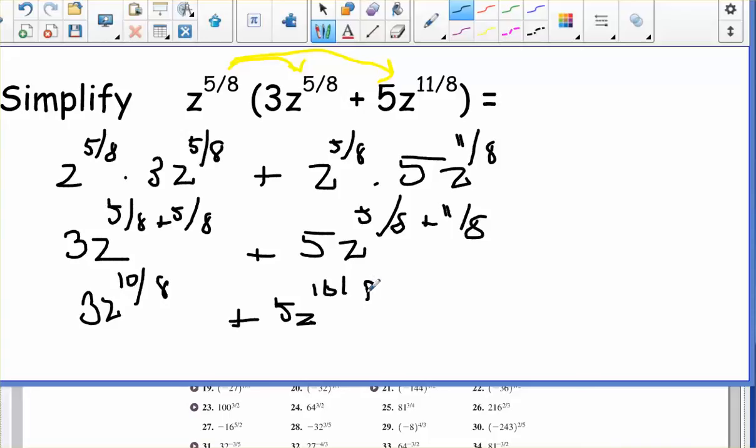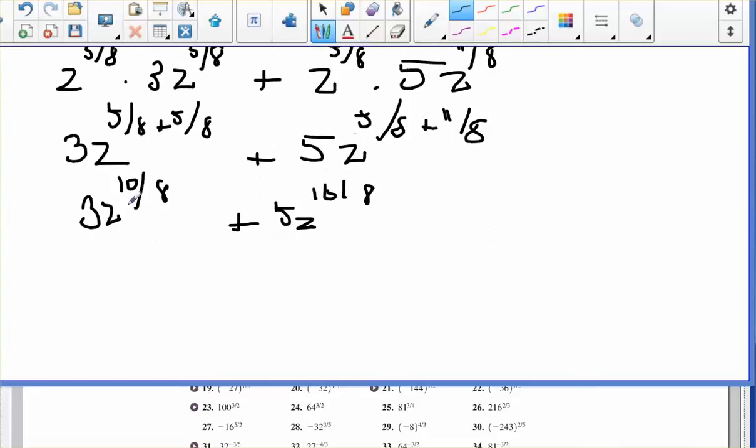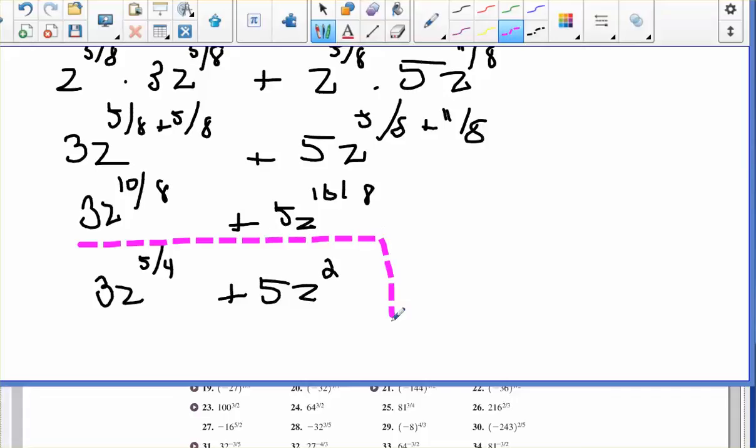Almost there. One more step and we'll be done. 10/8 isn't in lowest terms. I can divide both of those by 2 and I'll get 3z to the 5/4 plus 5z, and 16/8 I can write as 2. So there you go. There are a couple different examples.